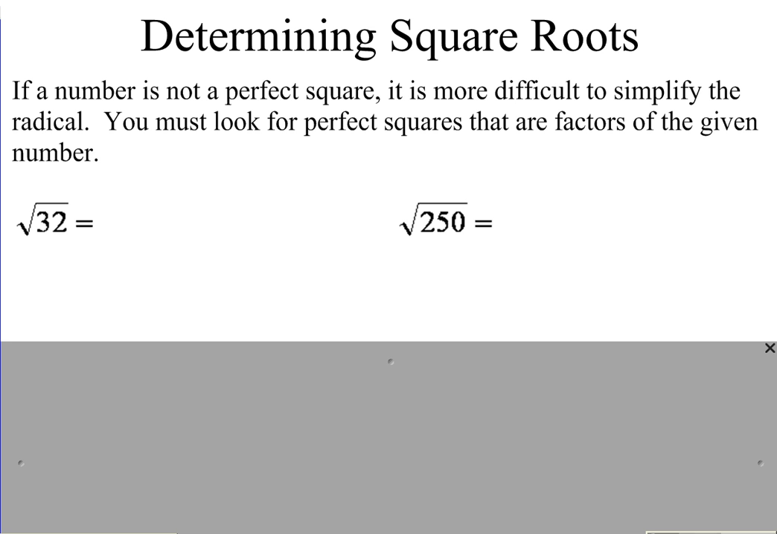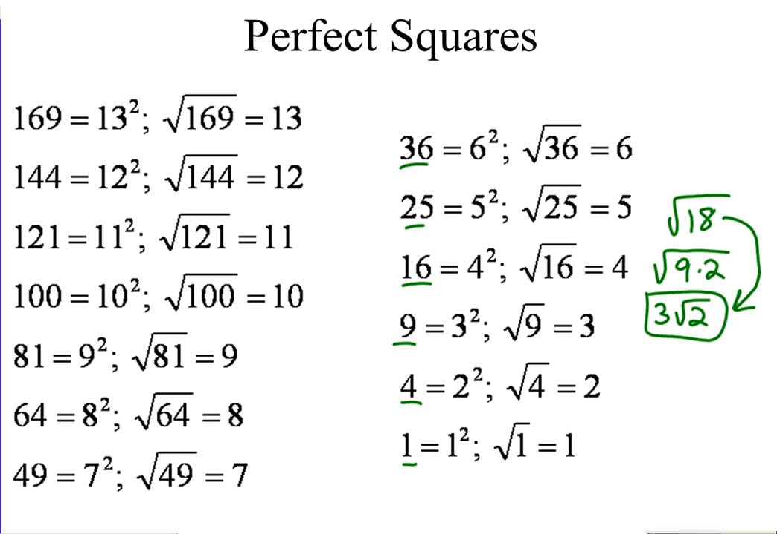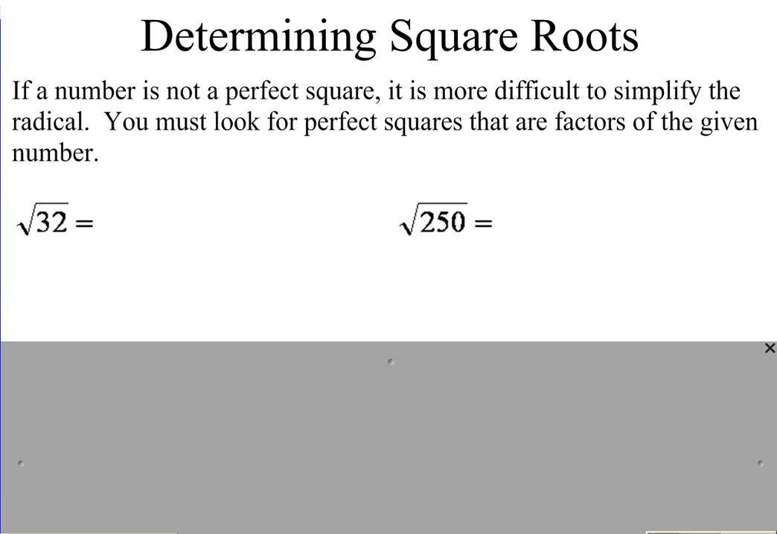So looking at the first one, root 32. We want to go back to our list of perfect squares, and we want to pick the biggest number that is a factor of 32. Well, obviously, we start right here at 25 because 36 is bigger than 32. Does 25 divide into 32? No. Does 16 divide into 32? Yes. 16 times 2 is 32. The square root of 16 is 4. We're left inside with 2. There's that radical in simplest form.